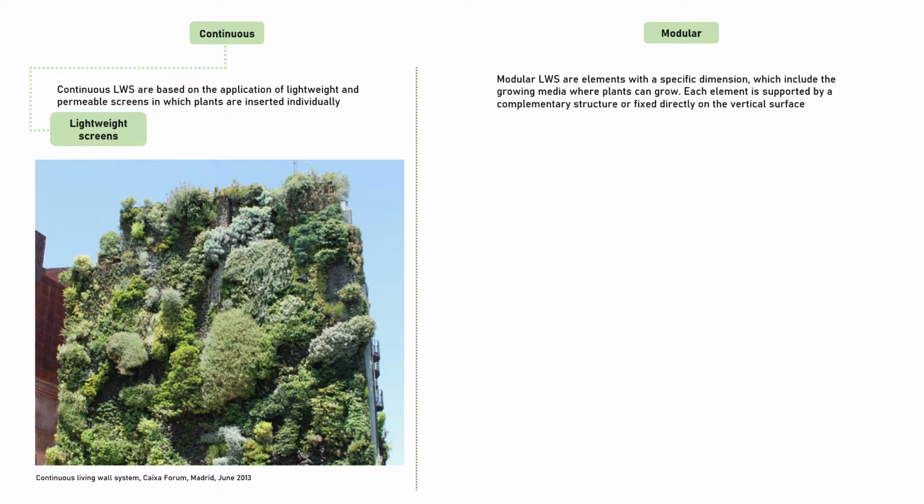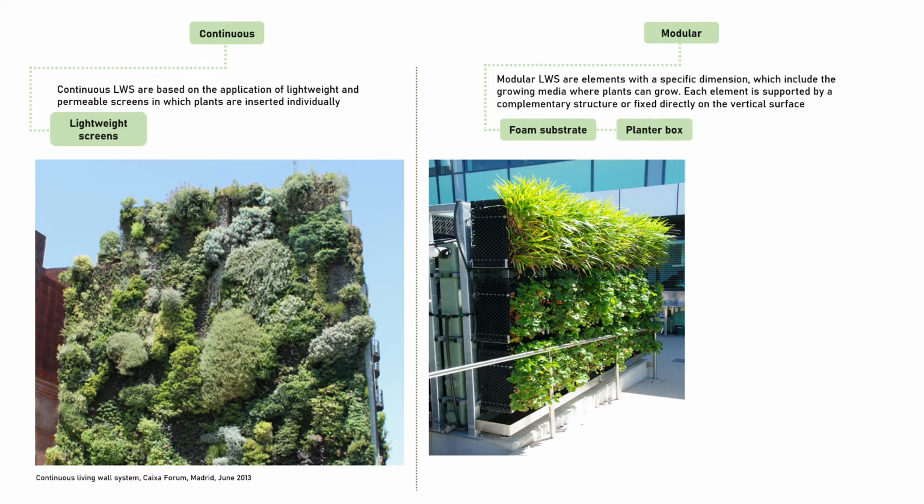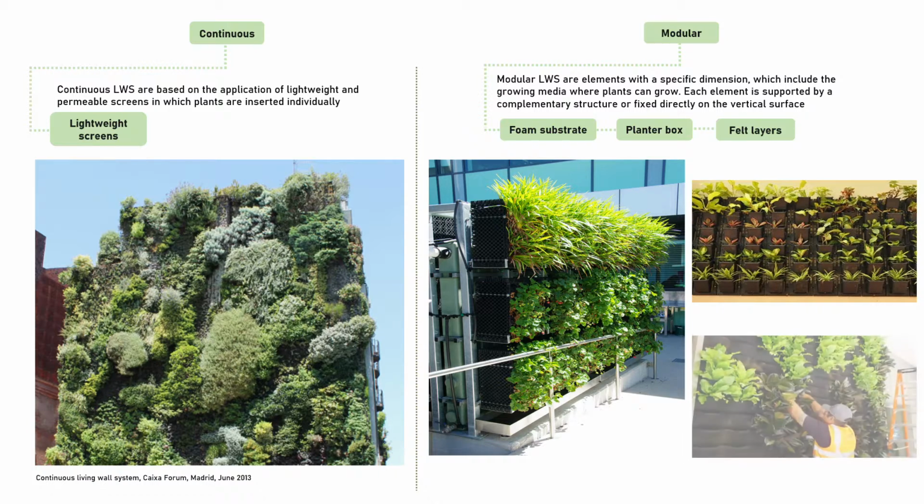Next, we have the modular. So modular living wall systems are elements with a specific dimension, which include a growing media where plants can grow. So each element is supported by a complementary structure or fixed directly on the vertical surface. So we have a growing medium. We have three examples, right? We have foam substrate like this, a planter box, and lastly, we have felt layers like this.